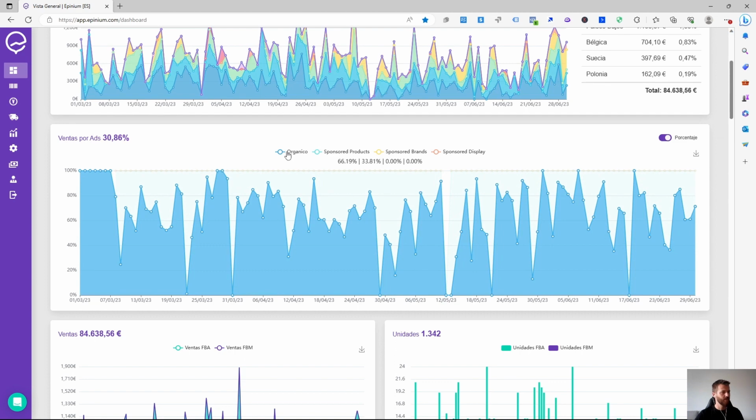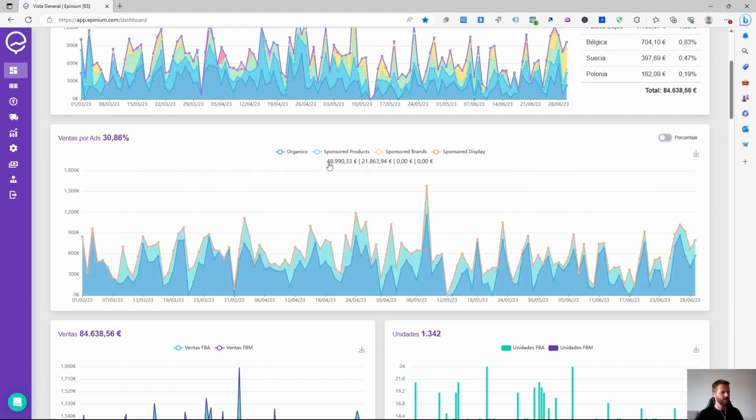This information, we can show it at a percentage level, or we can also show it at a total revenue level, where we could see the organic result, the sponsored product, brand and display result. See if everything we are doing at the advertising level is also helping to rank our product, the most powerful keywords, and if this is also being reflected in the increase of organic sales in the medium term.